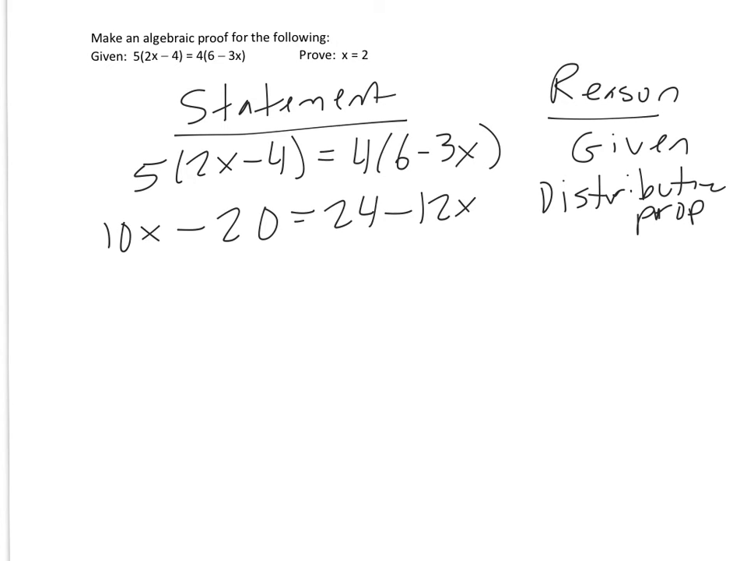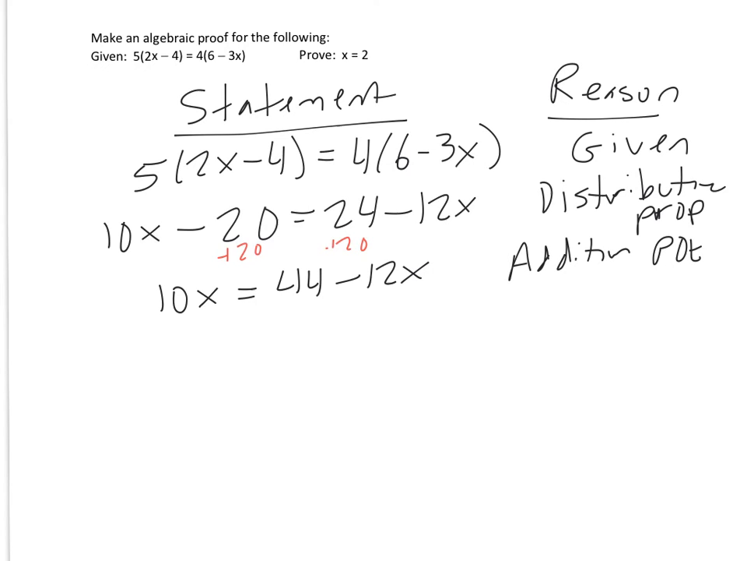And now I've got to do something. There's a few ways I can go about this. Maybe I start by adding 20 to both sides. I can just write this in for myself to kind of help me. So if I do that, my next line is 10x equals 44 minus 12x. I could say that was the addition property of equality, because I added to both sides.